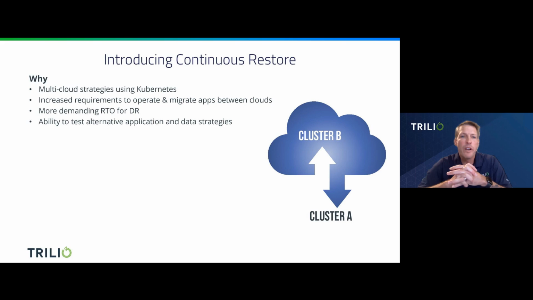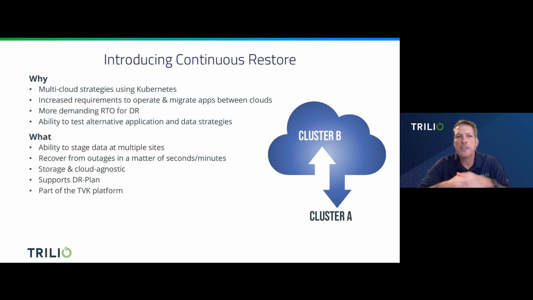And why are we doing this? As I mentioned, companies are going more to this multi-cloud strategy of deploying applications in Kubernetes, and if you're running things in multiple clouds, you're having to operate and migrate apps between these different clouds. That's just going to put more demands on your RTO times for disaster recovery. It's going to be even more difficult to recover these applications because of the increased complexity.